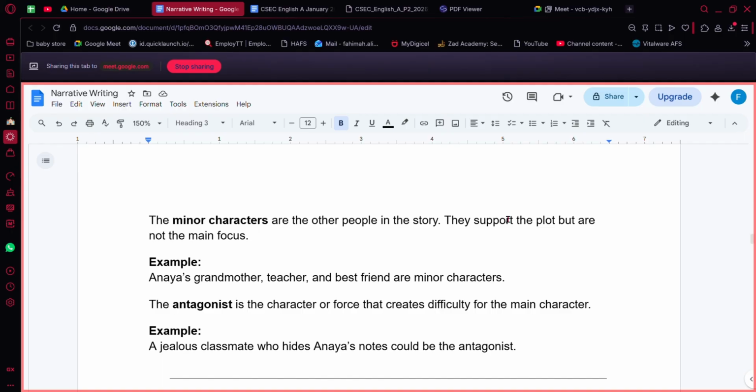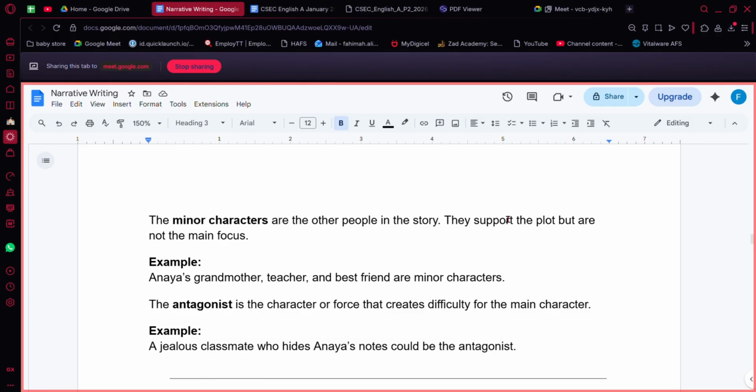So for example, Anaya's grandmother. She is there to show how Anaya is strong and brave and helpful. The teacher is there to show how Anaya is determined and also how she is mature, because there is somebody for her to ask for help. And the best friend. We're not sure about the best friend right now, but maybe the best friend in the story actually stole the notes. So now the best friend is the person who is the antagonist in the story.